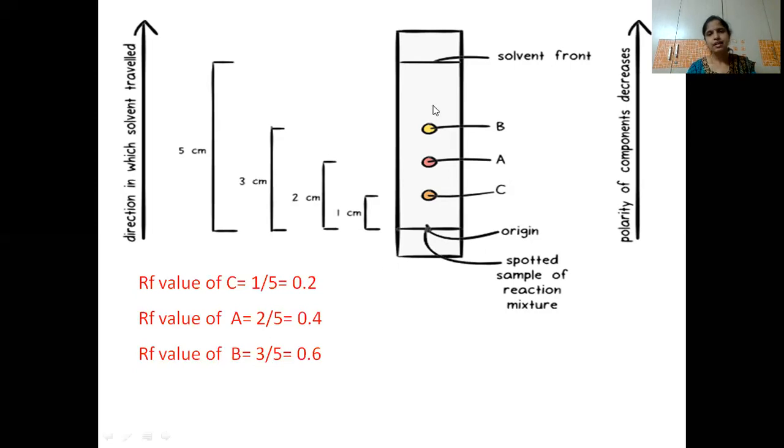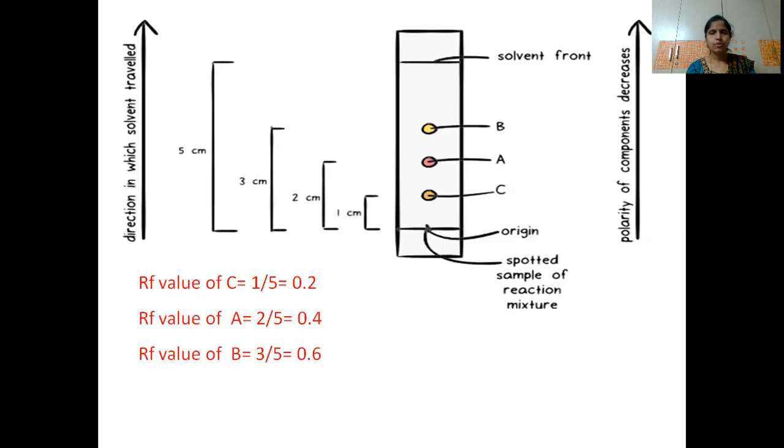So we have to see that always the Rf value should be less than 1. Then only the separation is possible. If it is equal to 1, then there won't be any separation, and we cannot take the experiment further. That's a wrong result that we'll get. So we need to change the solvent.